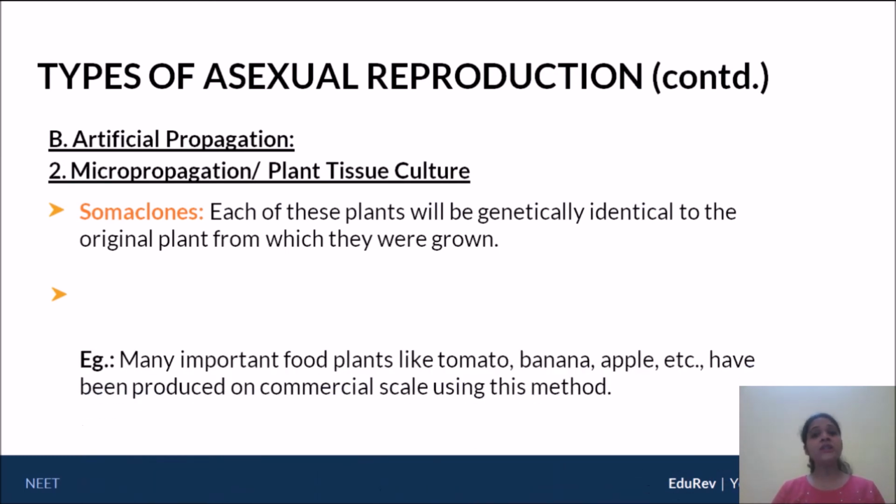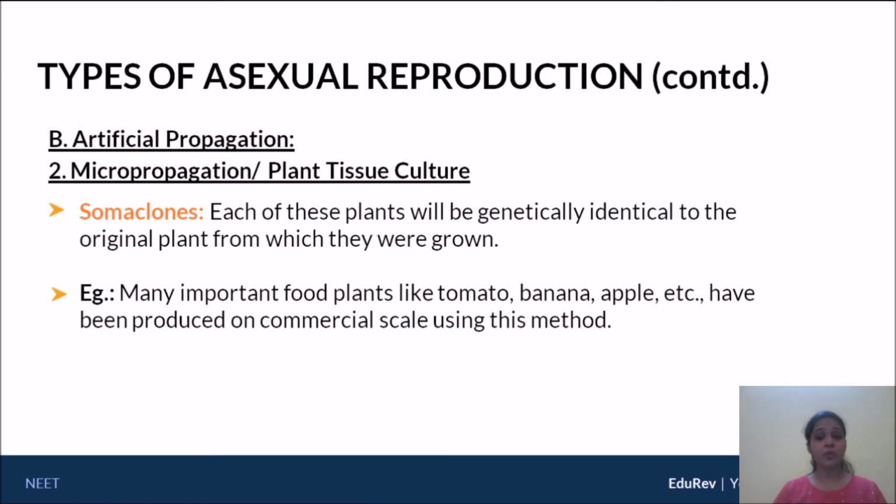Now, commercially, we grow a number of plants using micropropagation. For example, banana, apple, tomato. Okay, a lot of plants are commercially grown in this particular way.